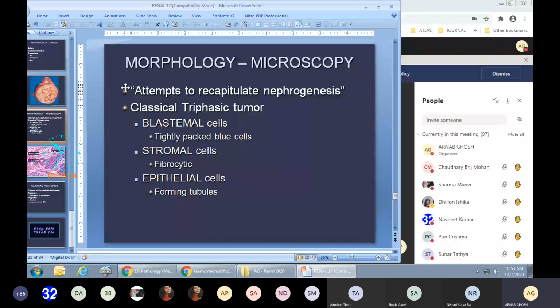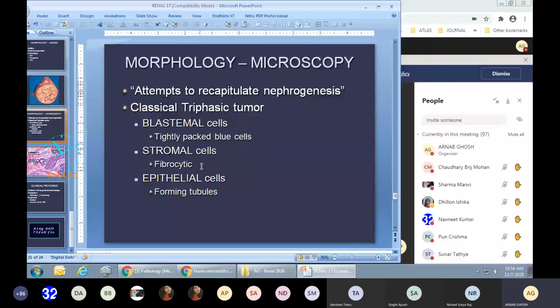And here there will be 3 different types of cells. This you have to remember. One is blastemal cells, stromal cells, and epithelial cells. Blastemal cells are tightly packed blue cells. Why are we calling it blue? Because in blastemal cells the cytoplasm will be less and the whole cell will be occupied by the nucleus. So they are blue cells. Stromal cells will be elongated cells or fibrocytic cells, and epithelial cells will form tubules.